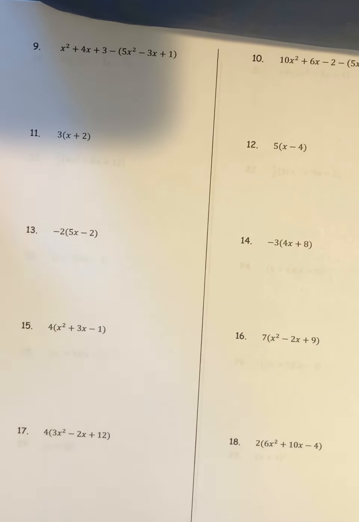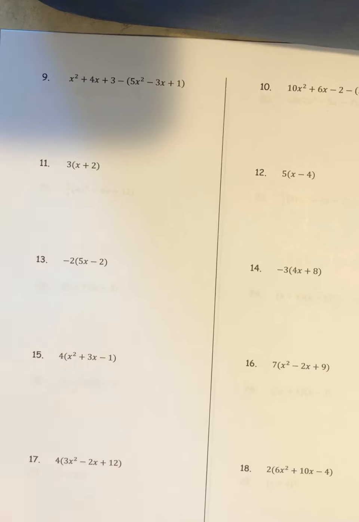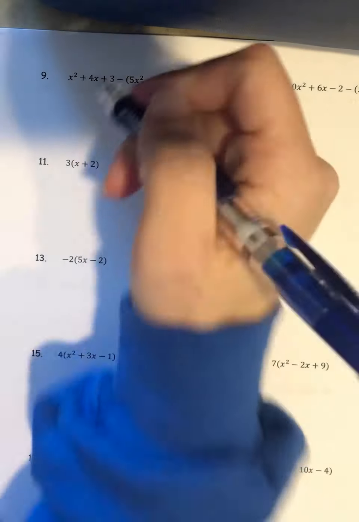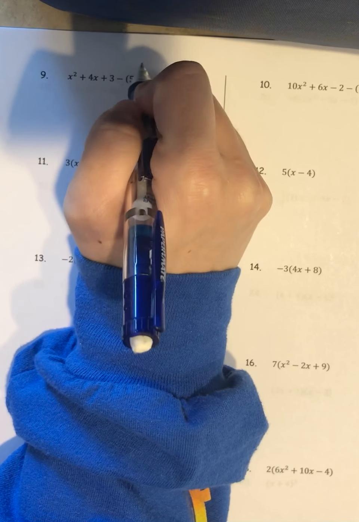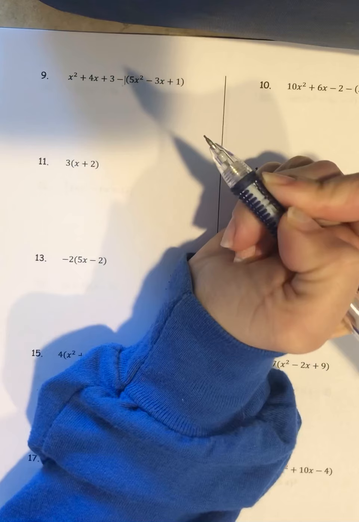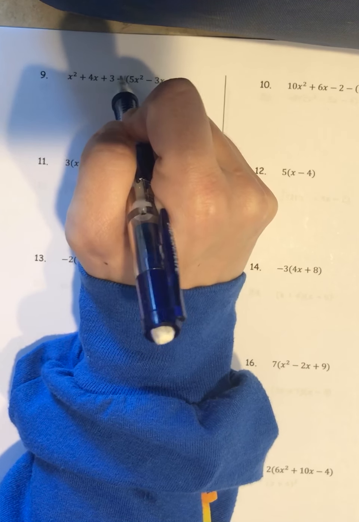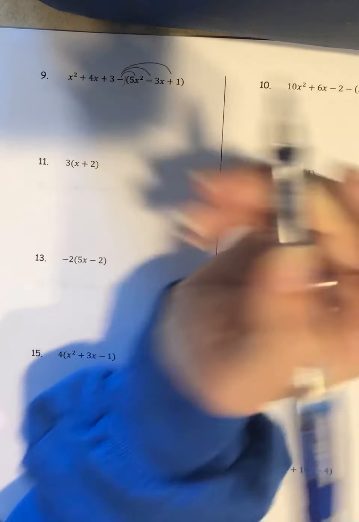On to number 9. If we look at number 9, we've got to pay attention with number 9. We have parentheses now. Notice in front of these parentheses there's a negative, but there's no number there, so it's really a -1. So I need to distribute that -1 to every single thing inside the parenthesis.